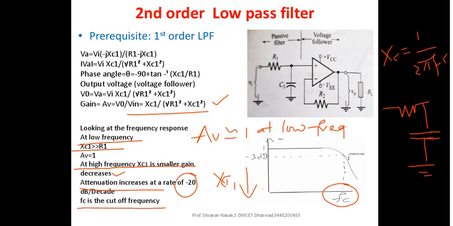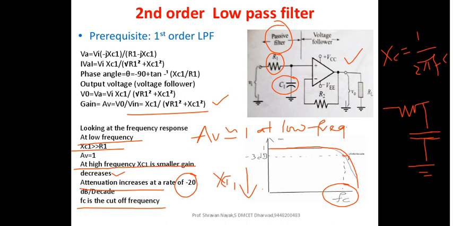So that is how you get the frequency response characteristics for the first order low pass filter, wherein you have only R1 and C1 here, which are basically acting as the components of the passive filter. And the voltage follower basically does the function of either passing the signal through or blocking it, depending upon whether your Xc1 is greater than R1 or Xc1 is less than R1. In this way, you have the operation of the first order low pass filter.